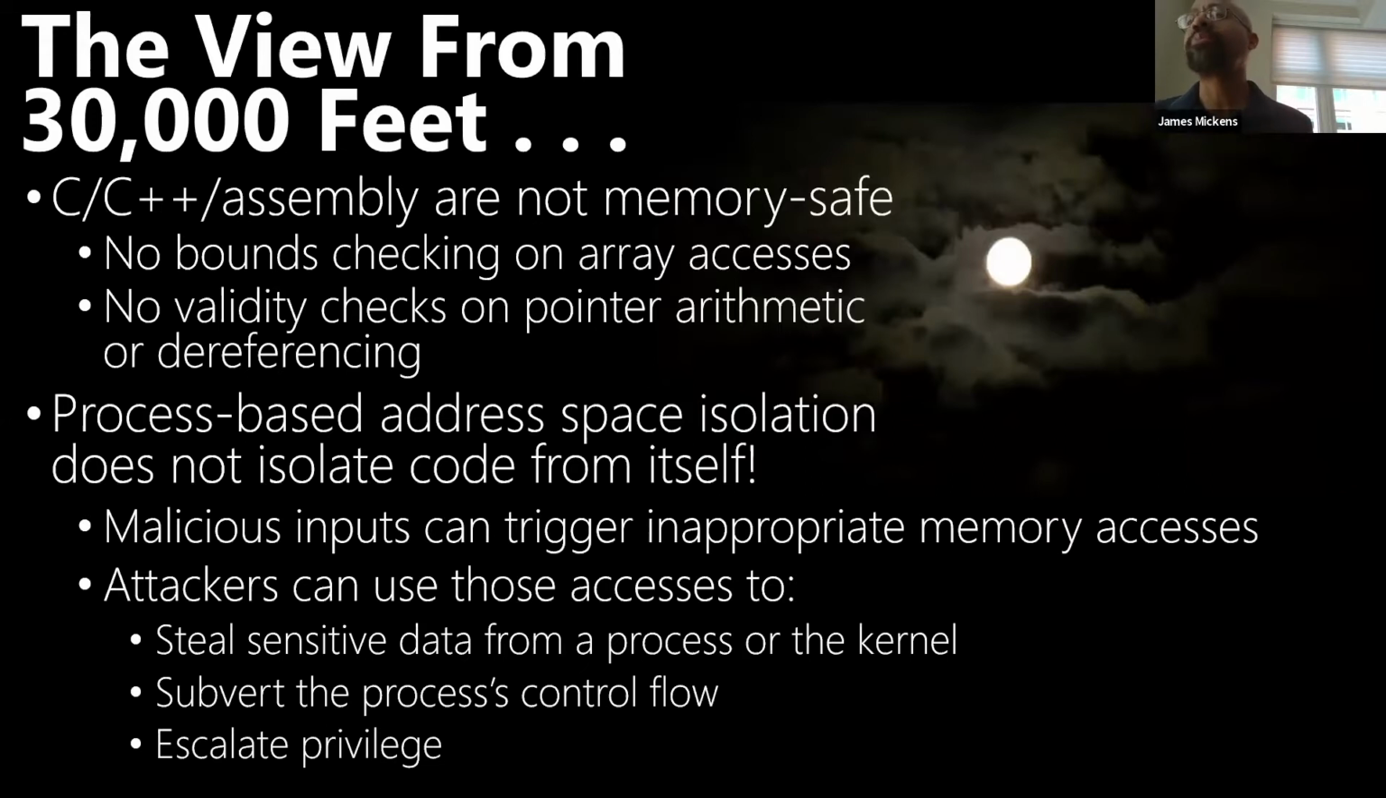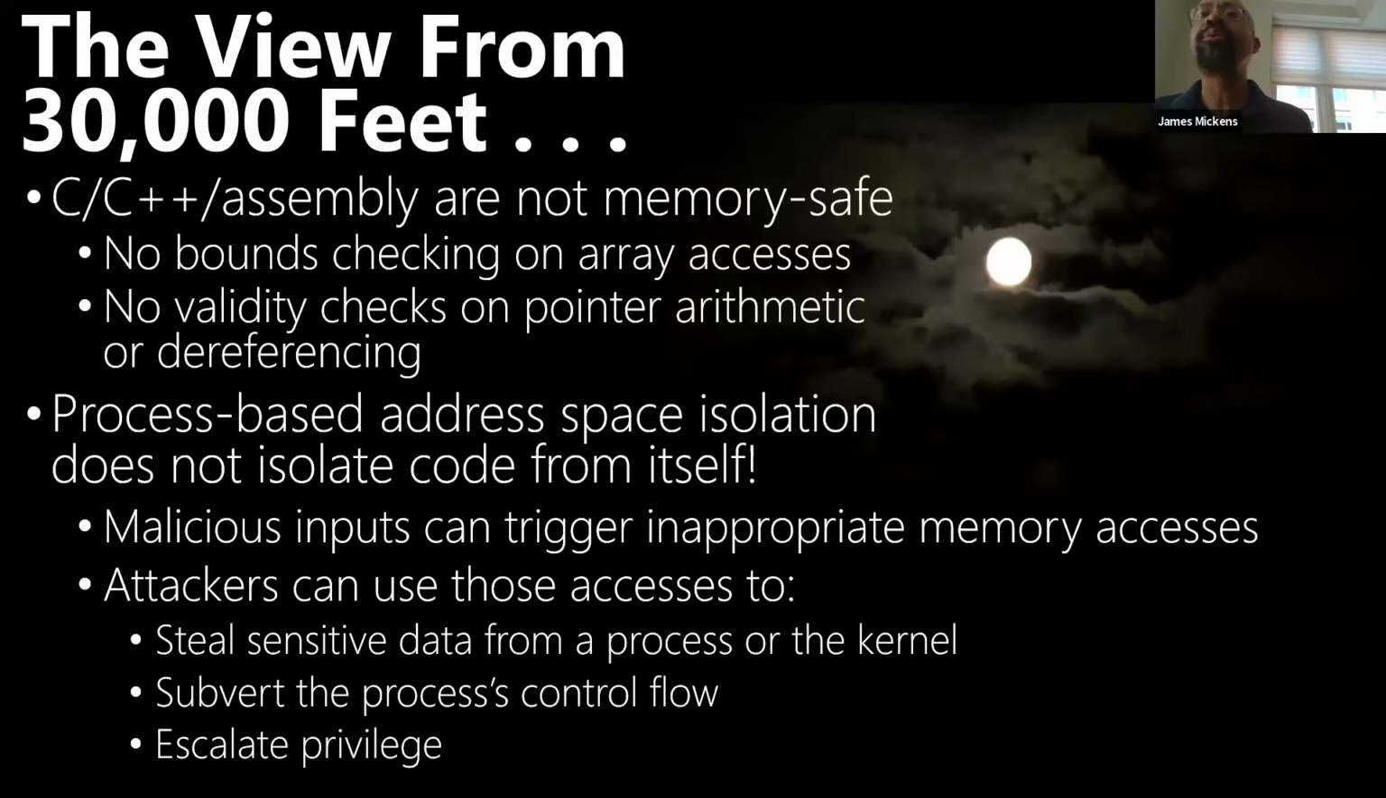Attackers can also use inappropriate memory accesses to escalate privilege. That's actually a very important aspect of an exploit. Once the attacker takes over a process that's running with the privileges of some non-root user, the attacker can do anything that that particular user has the ability to do. But some types of memory exploits allow the attacker to escalate privilege so that the subverted process now runs as root or some other more privileged user. And then, of course, the attacker can do anything that this more powerful user could do.